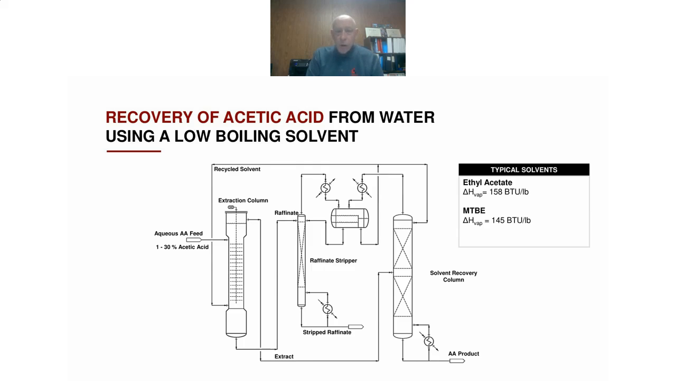Okay, so now I'm going to talk a little bit about what an extraction process would typically look like, at least in the chemical industry. We see this quite often. You have three columns: the extraction column, a stripping column, and a distillation column.